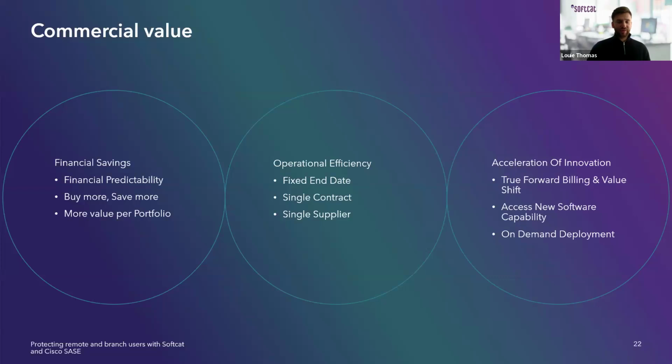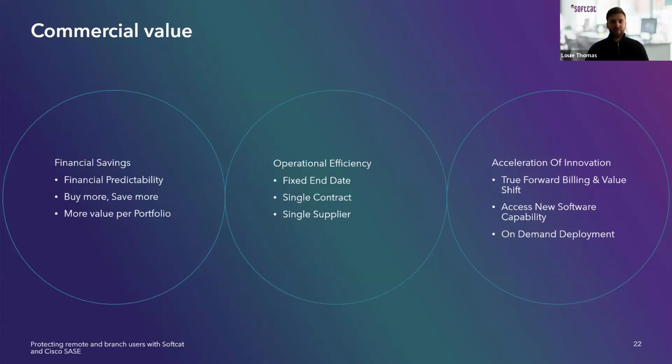Then if we look at buy more and save more, this one pretty much speaks for itself, but the enterprise agreement is an economies of scale agreement. The more you purchase, ultimately, the more you're going to save. And when we talk about more value per portfolio, it means that you're able to utilize the features of your licensing a little bit more, and this is something that Softcat are able to support with and take you through the journey of, and the flexibility to upgrade and change tiers of licensing within the enterprise agreement.